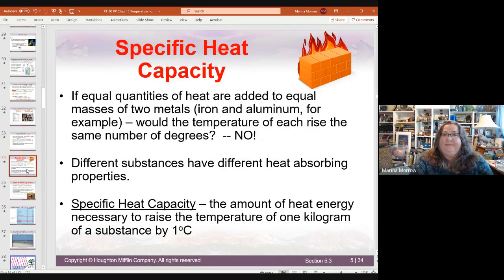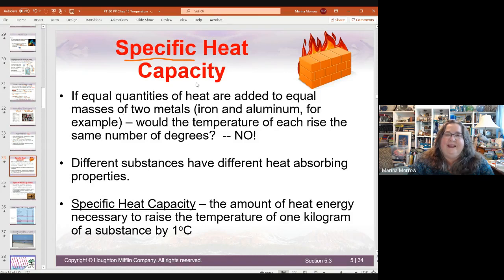Okay, now, specific heat capacity is the idea that we were just talking about: how much energy it takes to raise 1 gram of water. That would be 1 calorie, right? 1 gram of water, 1 degree Celsius. But what if it's 1 gram of aluminum, or 1 gram of lead, or 1 gram of gold, or 1 gram of wood? Is it the same amount of energy? And the answer is no. You would have different amounts of energy needed to raise the temperature of different substances. It's specific to the material.